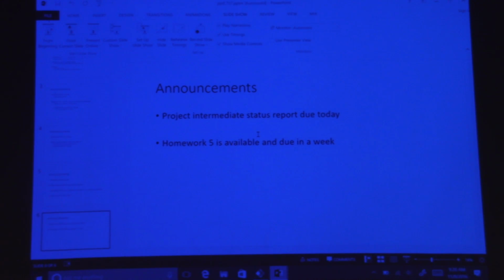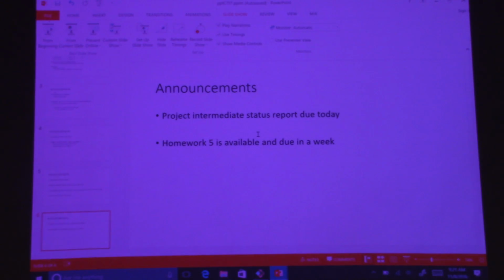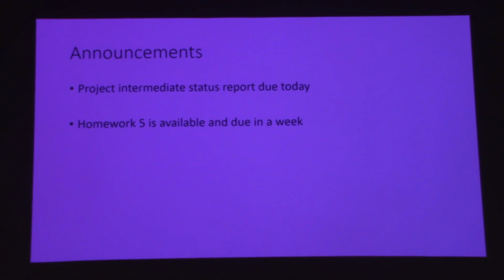So, how many people are incredibly bothered by blue? The blue makes it really hard to read. Okay, let's see if we can get another color today. Pink is best. That works. Okay, so pink slides today.